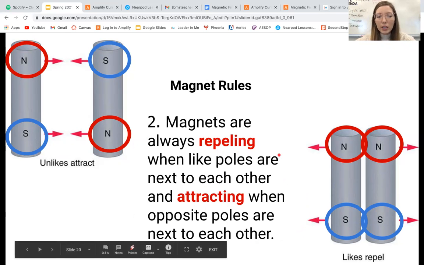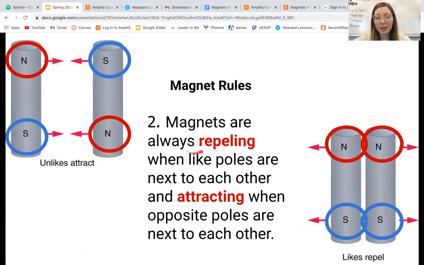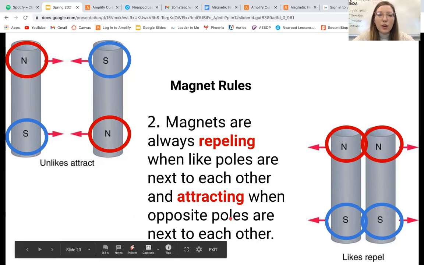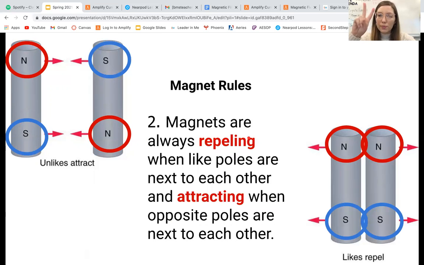And so you are filling in those blank words here. Magnets are always repelling when like poles are next to each other and attracting when opposite poles are next to each other. So you're filling in those blank spots on magnet rule number 2.